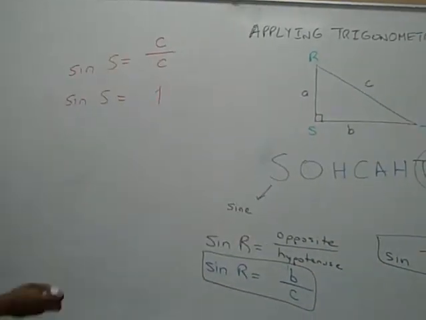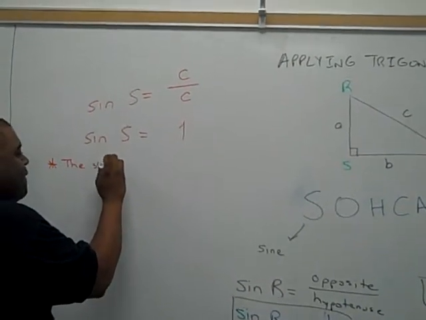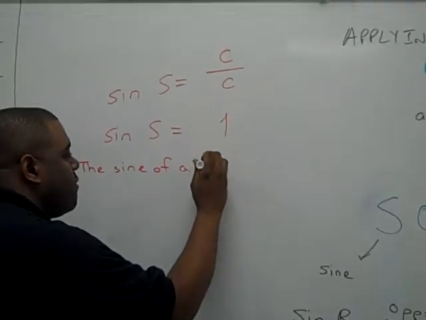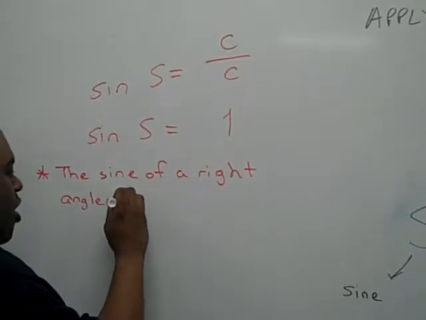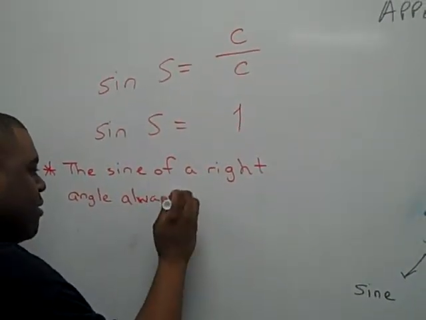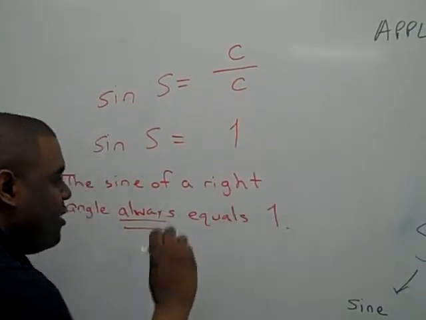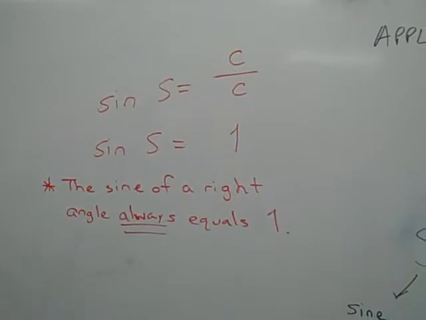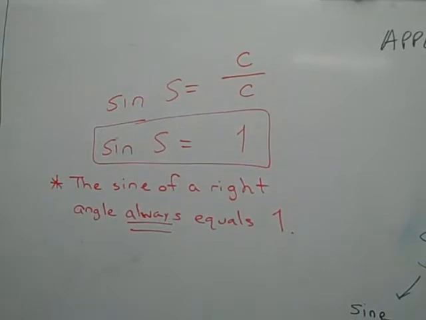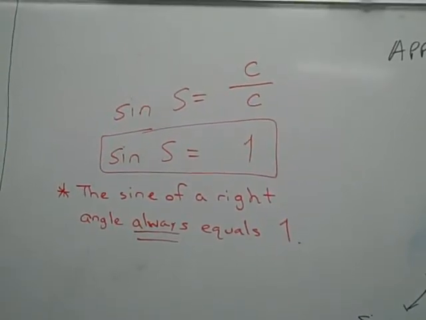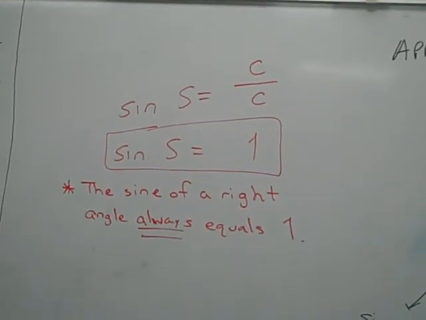Okay? So what you have to remember is that the sine of a right angle always equals 1. Okay? All right? So, here are your sine ratios. And then, in a moment, we'll erase this and we'll talk about the cosine, which is the CA part of our SOHCAHTOA.